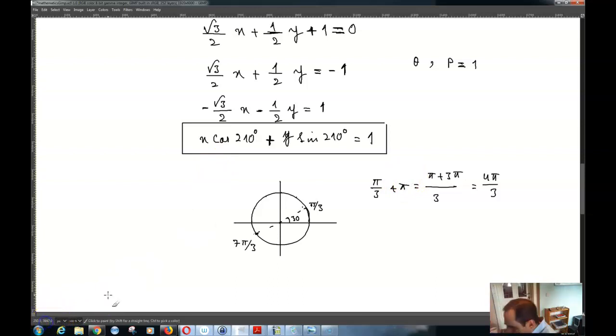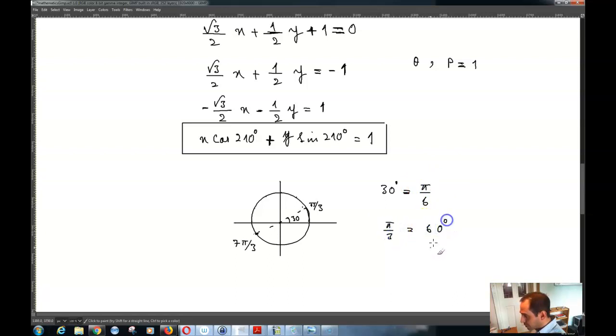Okay, so let me see. Well, actually I did make a mistake here, and I was kind of surprised to see this result. So the angle: 30 degrees in radians would be pi by 6, because pi by 3 is the same thing as 60 degrees, because you know that pi is equal to 180 degrees, so 180 degrees divided by 3 is equal to 60 degrees. So pi by 3 is 60 degrees, and 30 degrees would be pi by 6. This is wrong.